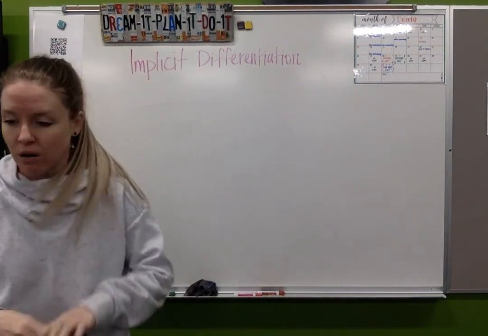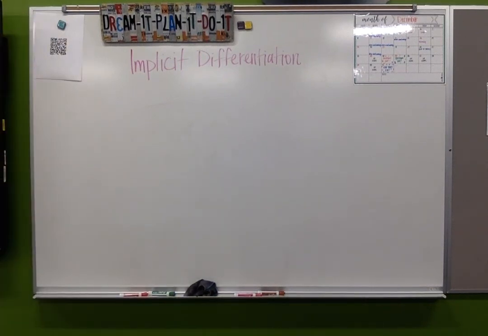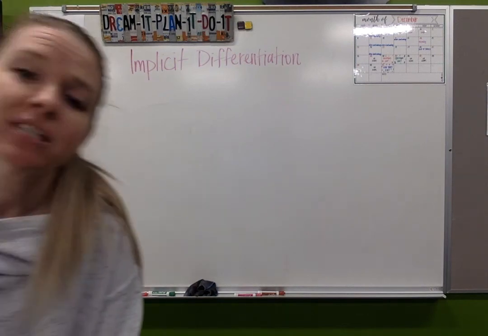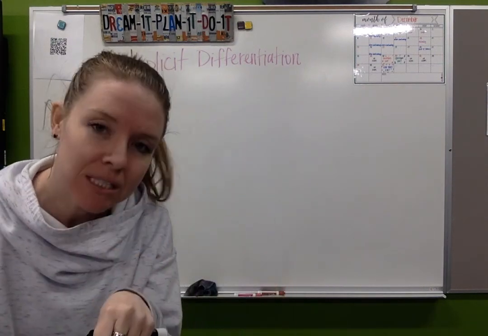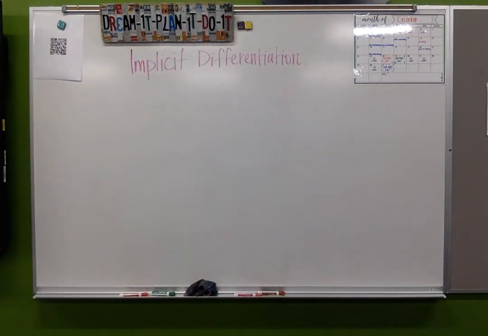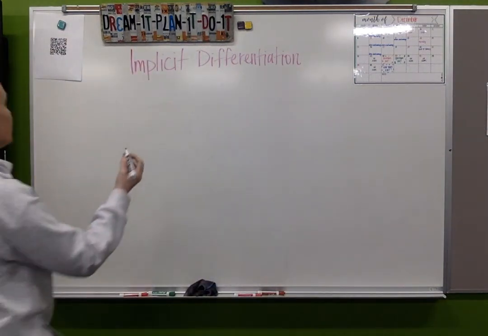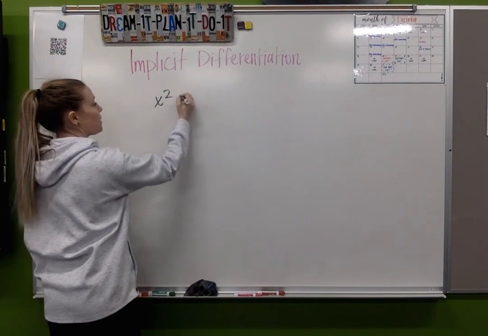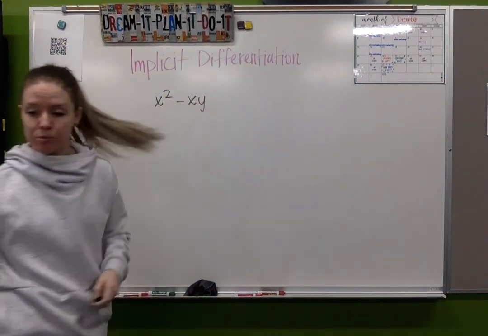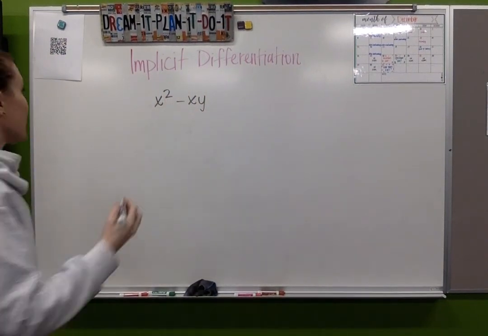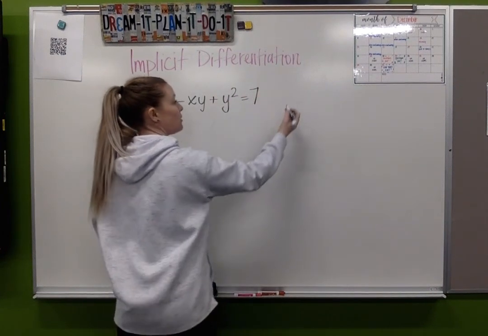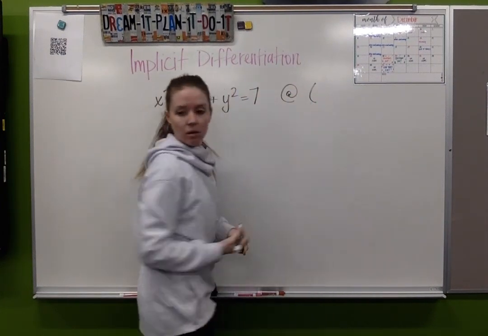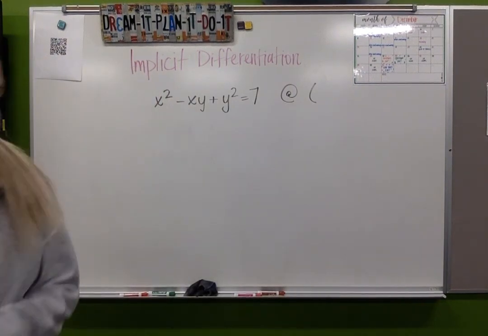All right, so we're going to look at an eclipse. It's not an eclipse, that's like the sun and the moon hanging out. We're going to look at an ellipse. That's math stuff. All right, we're going to do x squared minus x times y plus y squared equals 7. And we're going to look at the point negative 1, 2.